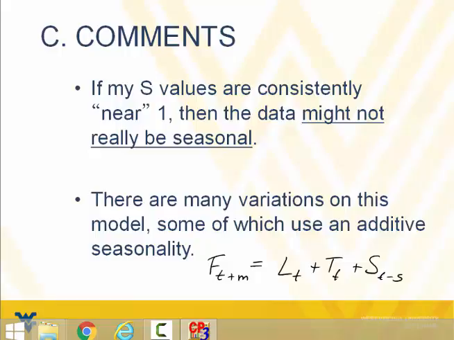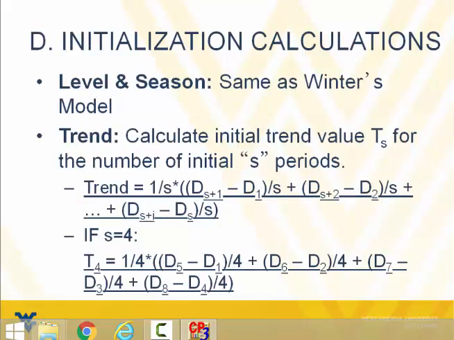Okay, so let's look at initialization. For the level and seasonal index, the initialization is exactly the same as the Winters. There's no difference. For the trend, you take down this formula, and then I'll show you an easy way of calculating that. It's just the same as we did for the Holt method for initializing trend, using the moving average.